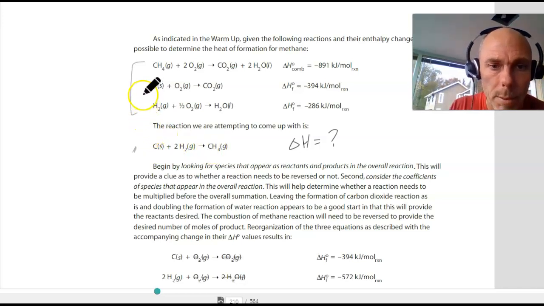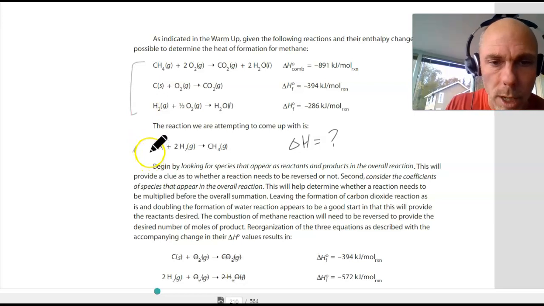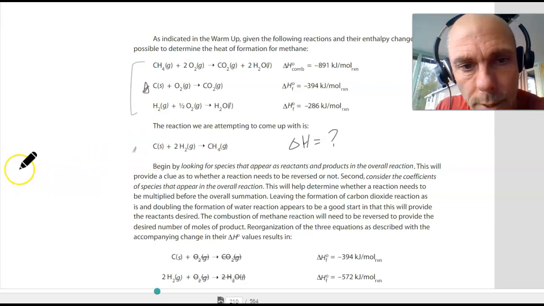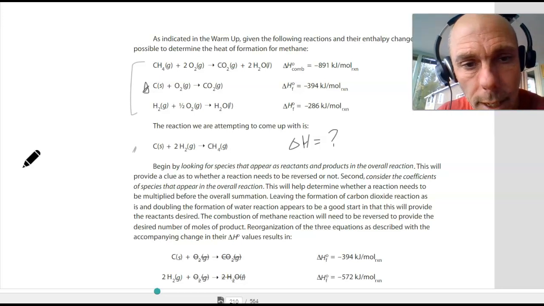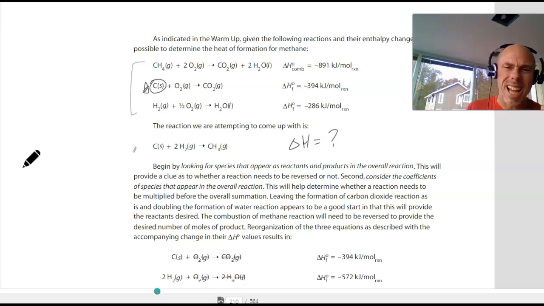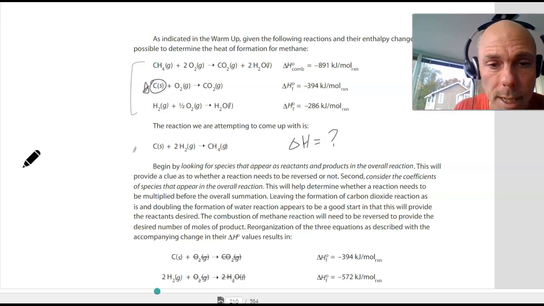Then I go up to the reactions that I'm given that will sum algebraically with cancellation to give me this reaction, and I find which reaction has carbon in it. And that's reaction 2. I also look to see that the carbon in reaction 2 is already on the reactant side. And it is. I also look to see that the coefficient in front of carbon is the same as it needs to be in the overall reaction, and that is the case as well.